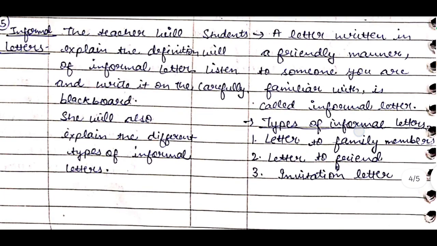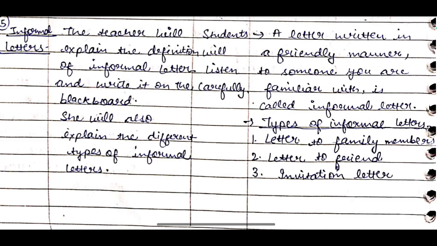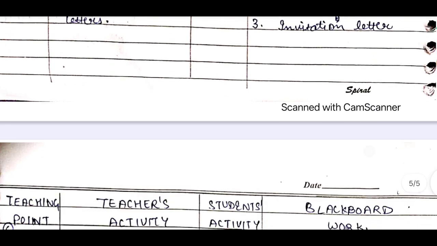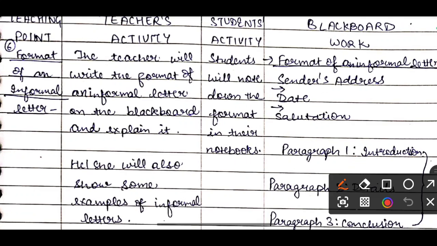After that, we'll tell them about informal letters. So the teacher will explain the definition of an informal letter and write it on the blackboard. She will also explain the different types of informal letters. Okay, students will listen carefully and we'll write the definition. A letter written in a friendly manner to someone you are familiar with is called an informal letter. Then the types of informal letter include letter to family members, letter to friend, or invitation letter. Okay, the informal one.